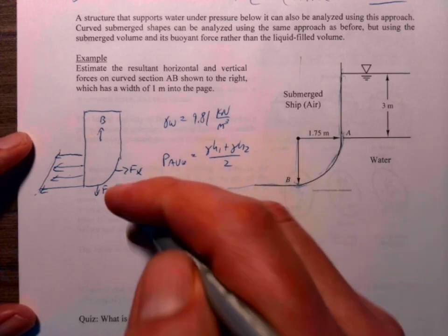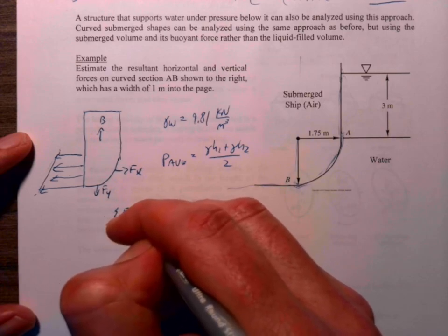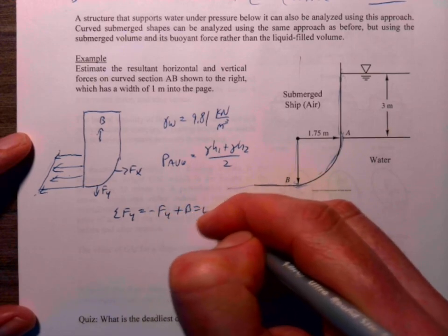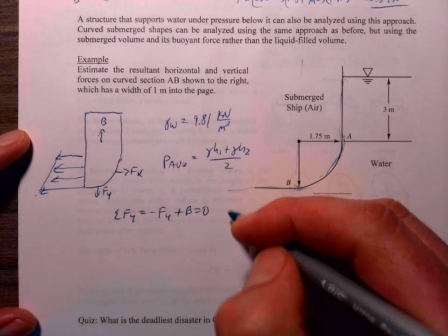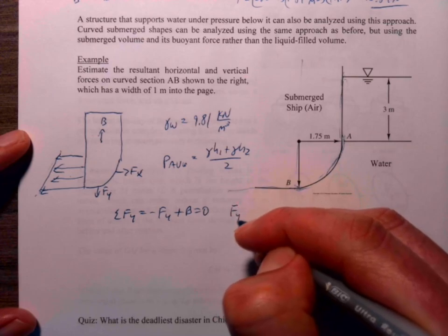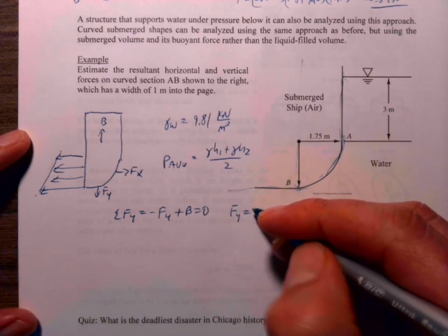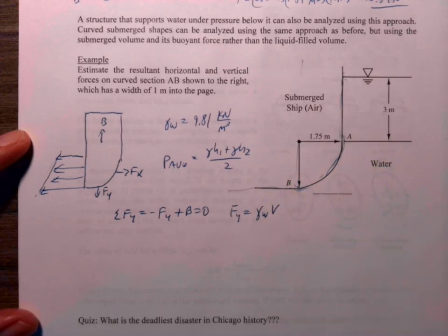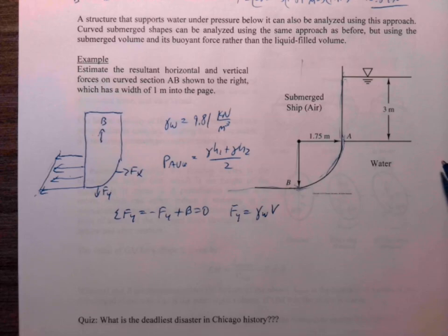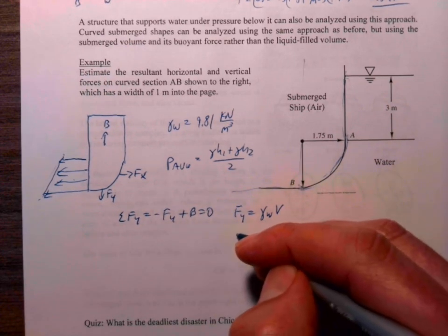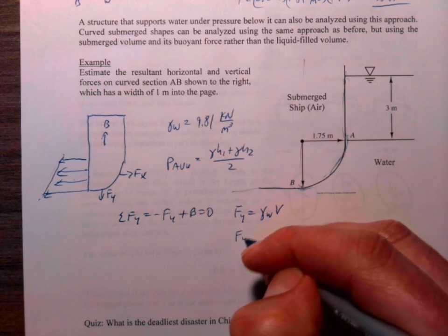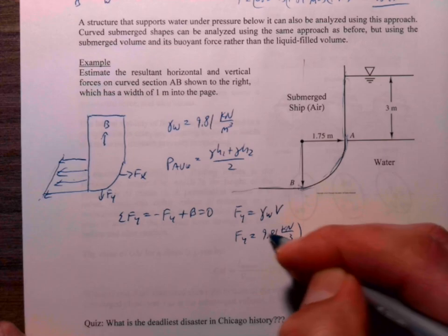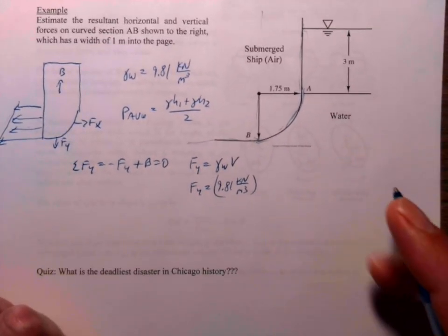So I think that's everything we need. I'm going to analyze the y direction first. So if we do the sum of the forces in the y direction, that's going to be minus Fy plus the buoyant force, and that needs to equal 0. And that then tells us that Fy, what we're trying to find, is equal to the buoyant force. And we know the buoyant force there is just equal to the gamma for the water times the volume that is displaced. And so Fy then has to be equal to gamma water, which is 9.81 kilonewtons per cubic meter, times the volume.